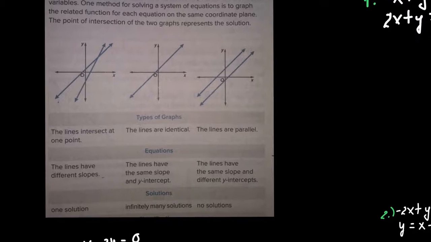What happens with these three cases, guys? When we have the first special case, we're going to say that we have one solution for the system. And exactly this, where the graphs cross, is the point of solution.